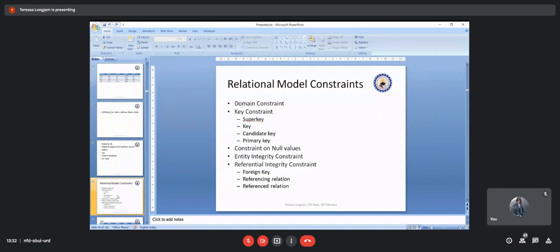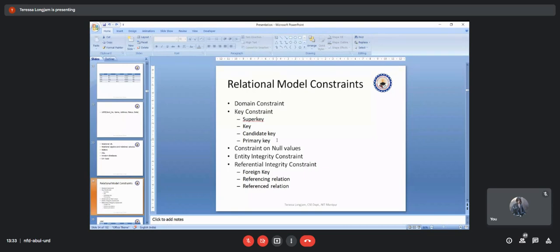So what is this key constraint? In order to understand key constraint, you just need to know a few things about keys. The first one is super key. A super key is a set of one or more attributes which can be used to uniquely identify a tuple. So this we already know.